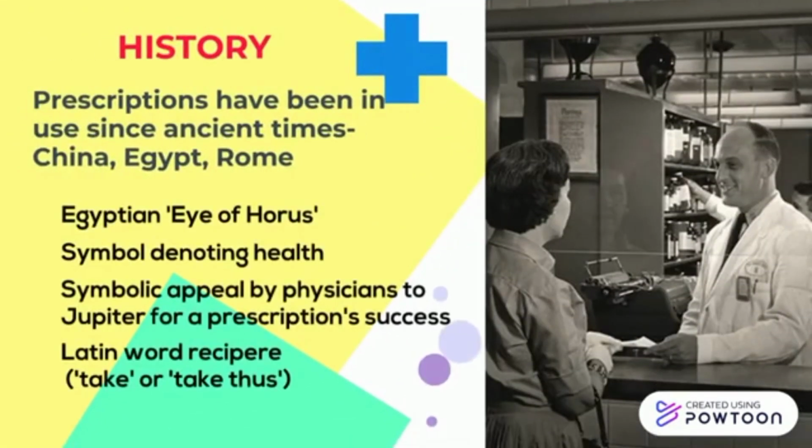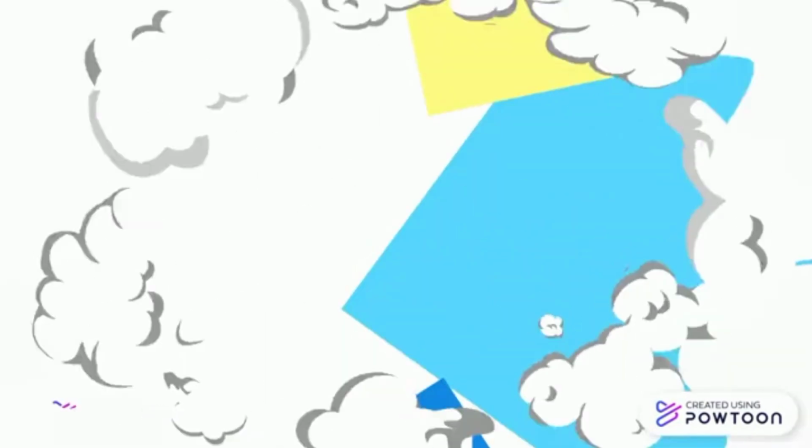A little about history. Prescriptions have been used since ancient times in China, in Egypt, in Rome. In Egypt, it is known as the Eye of Horus. It's a symbol denoting health. It's a symbolic appeal by the physician to Jupiter for a prescription's success. It is actually derived from a Latin word, recipio.